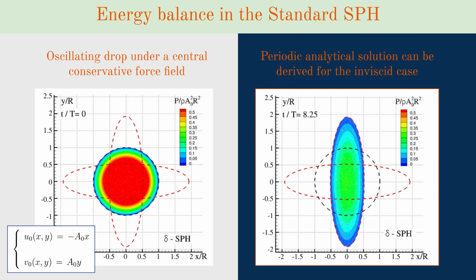Since an example is often worth 1,000 words, let us consider a classical benchmark test case widely adopted in the SPH community and originally introduced by Professor Monaghan. In a two-dimensional framework, we consider a circular drop of an inviscid liquid subjected to a conservative radial force, starting from the initial velocity field shown in this slide. The exact solution of this problem is well known. The drop starts to oscillate periodically, deforming its free surface into elliptical shapes.